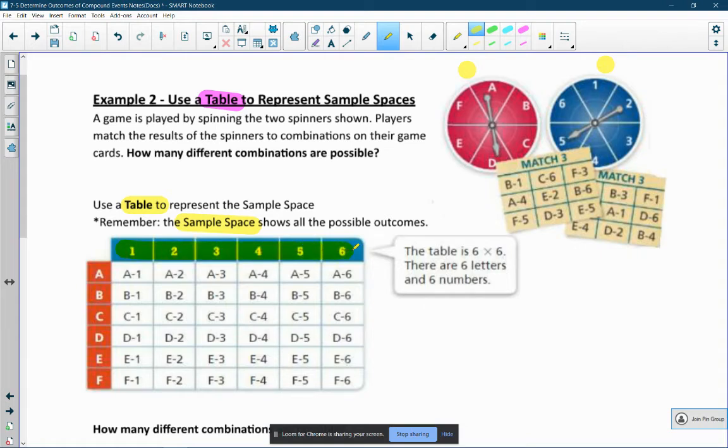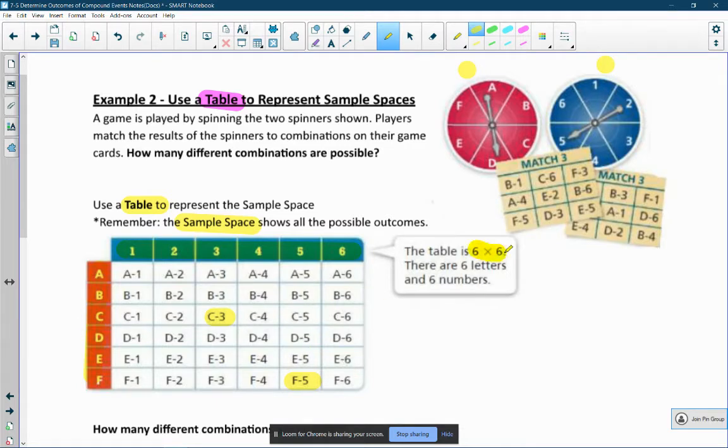So this horizontal row represents our blue spinner: 1, 2, 3, 4, 5, 6, and so on. Our vertical column represents our letter spinner, A through F. And all we're doing in each box is putting the combinations. So let's say we spun a C and we spun a 3, C3. Or if we spun an F and spun a 5, F5. So all of our different combinations.